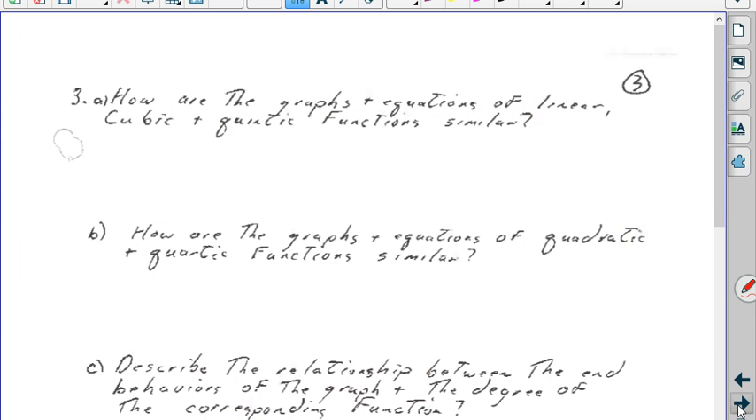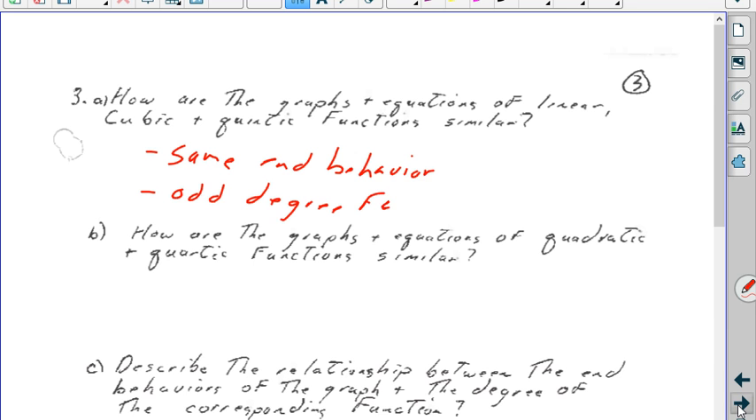So how are the graphs and equations of linear, cubic, and quintic similar? They have the same end behavior for the graphs, and they are odd degree functions. So linear first degree, cubic third, quintic fifth. We could talk about similar properties with 7th, 9th, 11th. We aren't going to, but we could.